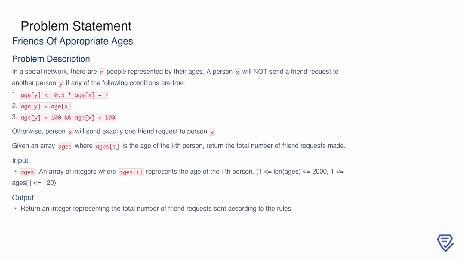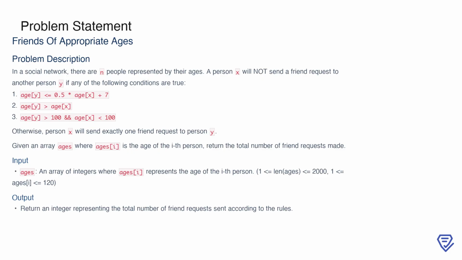social network based on a set of rules. Each person is represented by their age, and there are three key conditions that dictate whether a person X will not send a friend request to another person Y. First, if Y's age is less than or equal to half of X's age plus 7, no request is sent. Second, if Y's age is greater than X's age, a request is also not sent. Finally, if Y's age is greater than 100 while X's age is less than 100, X won't send a request.